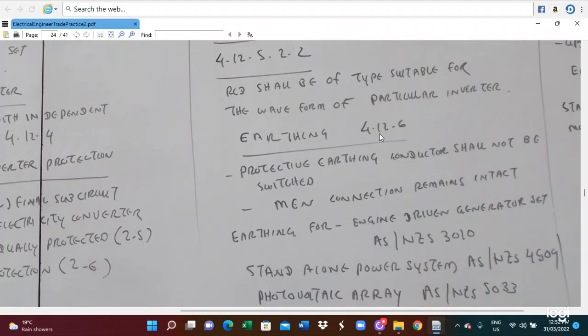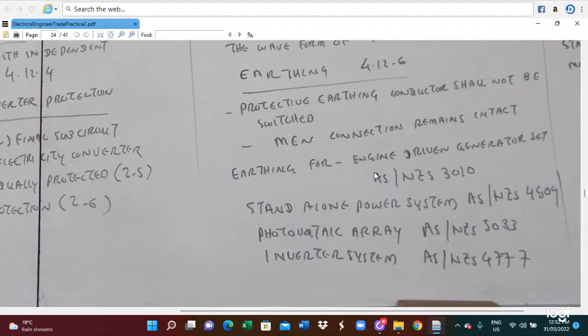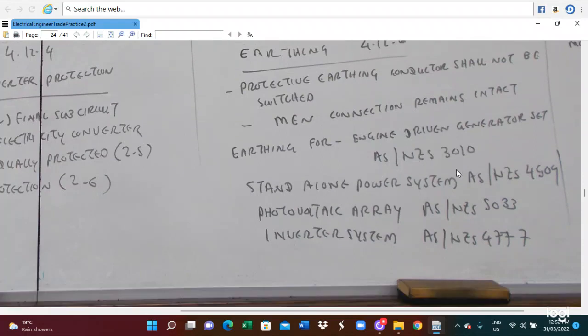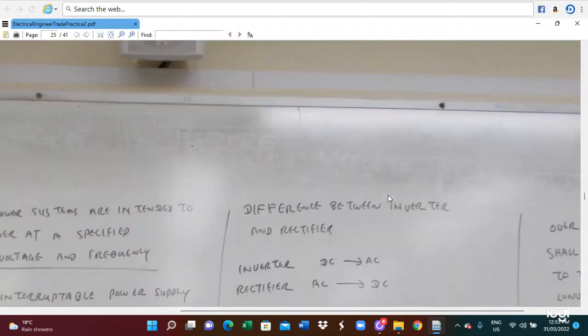We also need to provide the earthing system for the standby generator, so we must follow clause 4.12.6. The protected earthing connector shall not be switched, and the MEN connection remains intact. Earthing for the engine-driven generator set must follow the AS/NZS 3010 standard. For the standalone power system, we must follow AS/NZS 4509. For the voltage array, we must follow AS/NZS 5033. The inverter system must follow AS/NZS 4777. Those are the appropriate rules, regulations and standards related to the standby generator system.